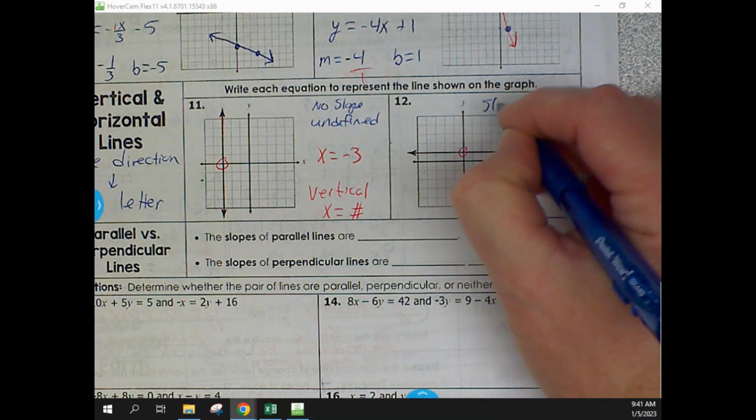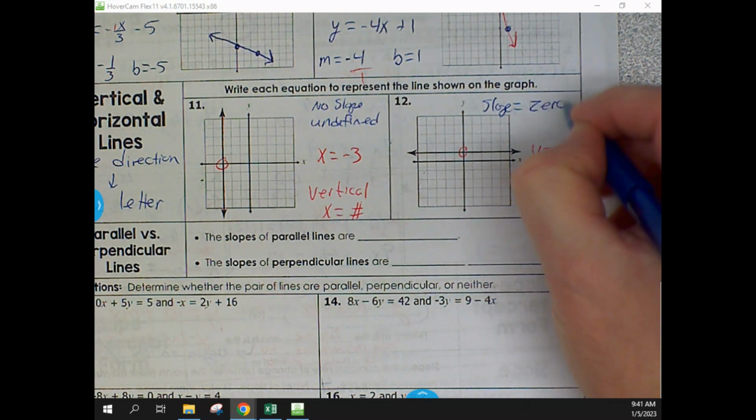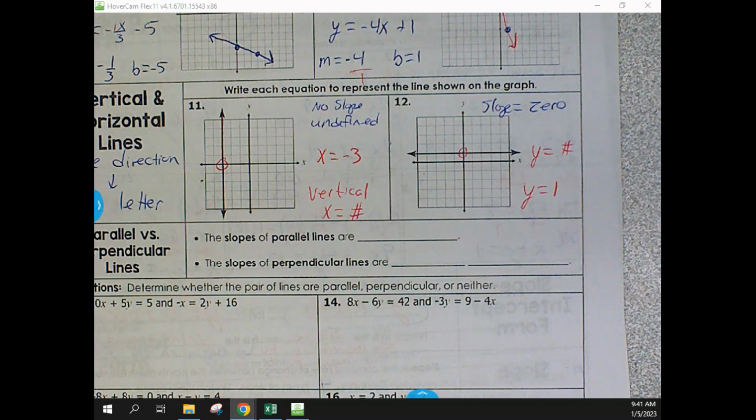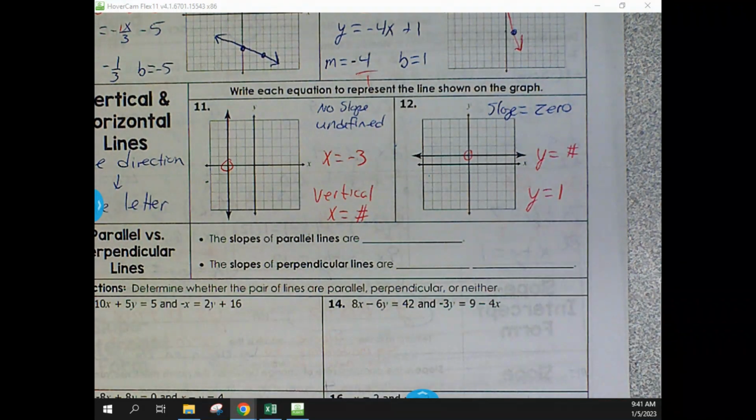Again, for this case, the slope is 0. And remember, those are two different answers, because sometimes people get confused and think 0 slope and no slope are the same thing. No, 0 slope and no slope are two different answers, because of how you can roll the ball as you think about this. Okay.